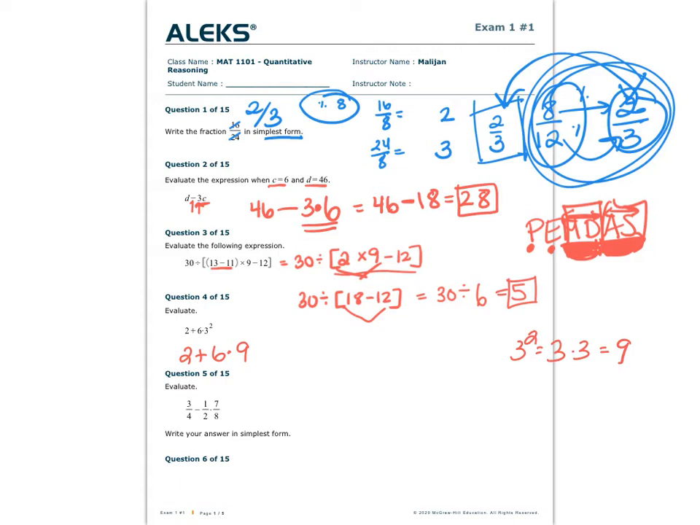Then we have to do multiplication. So you do 2 plus what 6 times 9 is, and 6 times 9 is 54. And then you add 2 to that, and you get 56. And that's your answer. So just making sure we go step by step and not skipping any of our order of operations procedures. Okay, let's do the next one.